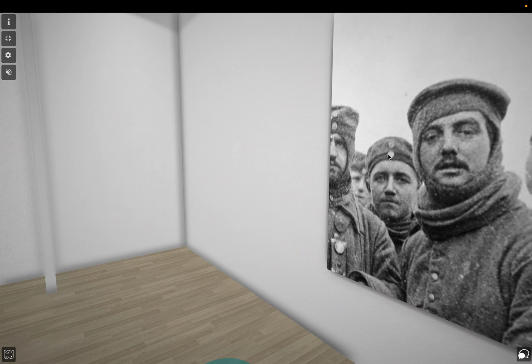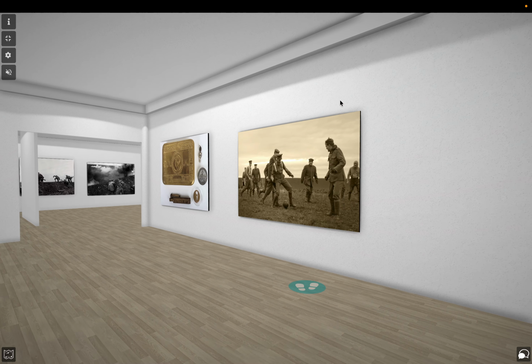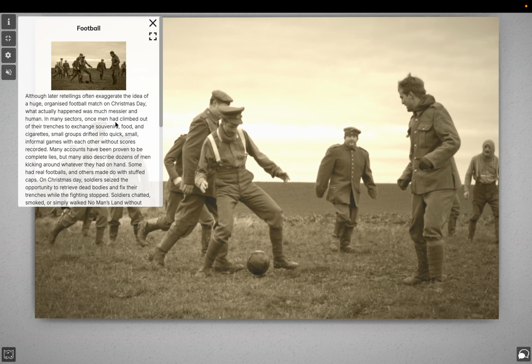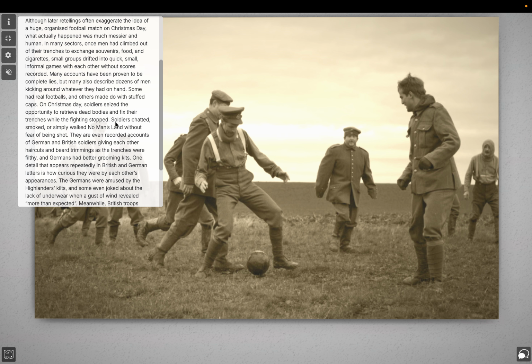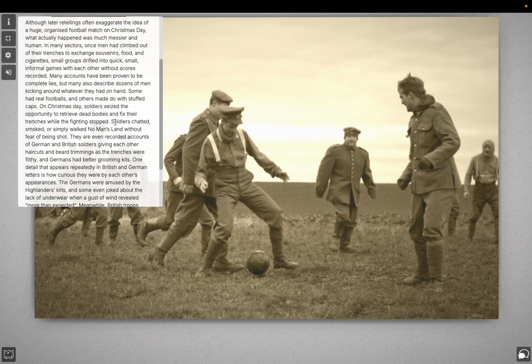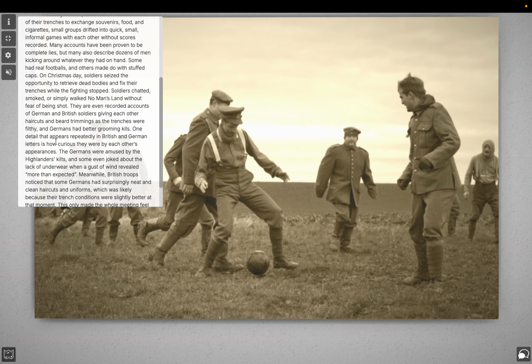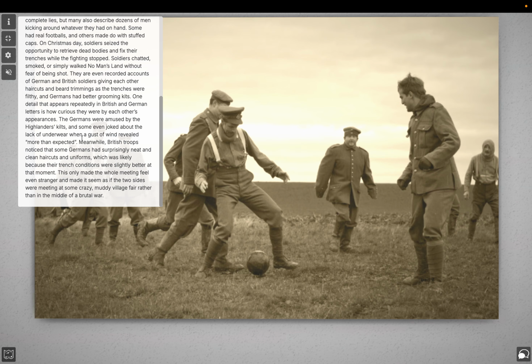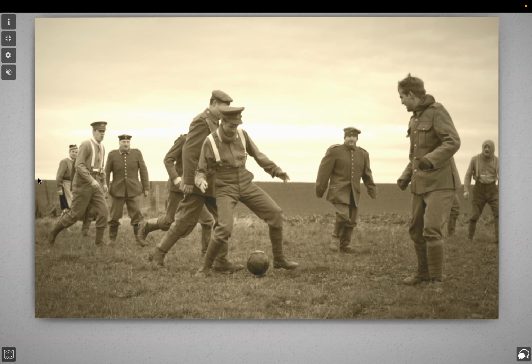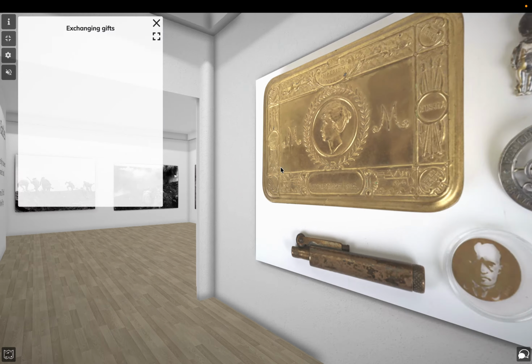Okay, what did they do on this day? Many accounts say they played football, and while people say that it's not true, it might have been. We don't know, but I strongly believe it is. Along with that, they also did haircuts on each other because Germans had better grooming kits, and they would joke about each other's appearance and give each other gifts. And these are the gifts that they would give each other.